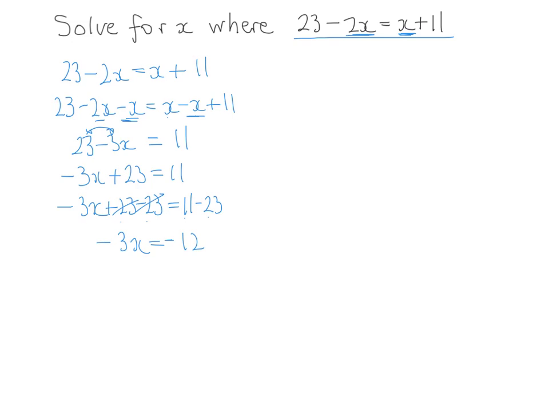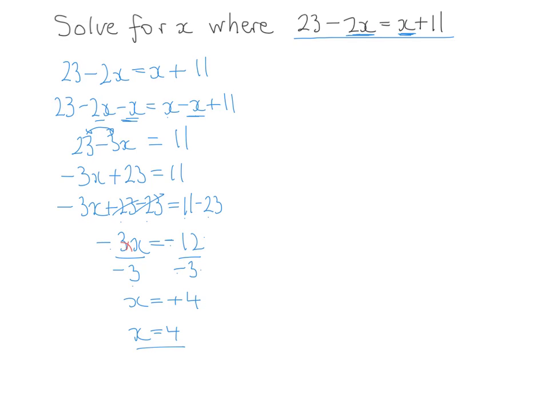Now, between the minus 3 and the x is a times. And if I divide by minus 3 on both sides, times by minus 3, divide by minus 3, they're opposites and will cancel out and we'll just leave the x. Now minus divided by minus is a plus. 12 divided by 3 is 4, so x should be equal to 4.